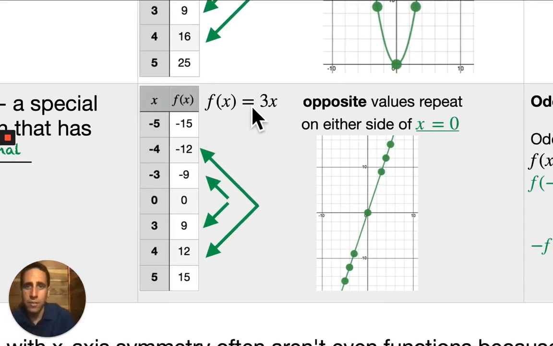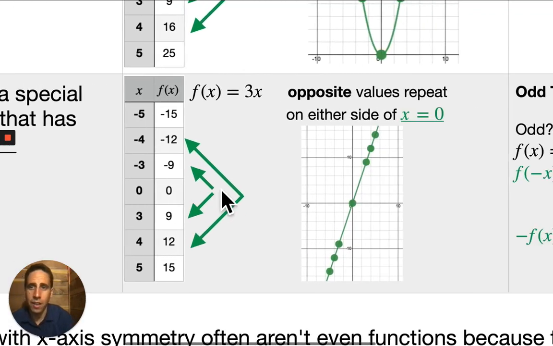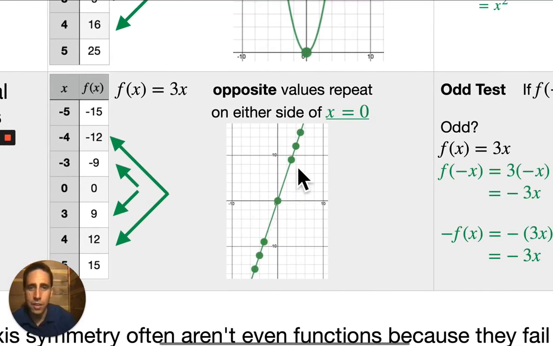So f of x is equal to 3x. That's the rule. If you have an input of x, then you multiply by 3 to get the output. So here they are. So 5 goes to 15, and negative 5 goes to negative 15. You notice that you have opposite values repeat on either side of x equals 0. So this is 0, and then you got 9 and negative 9, 12 and negative 12, 15 and negative 15. If you can do that, then you'll see it has the odd rotational symmetry. Like this could get rotated down to here. This bottom point gets rotated up to the top point.